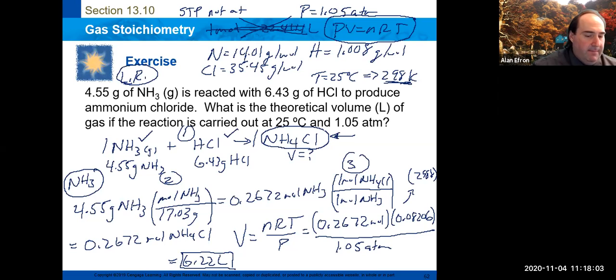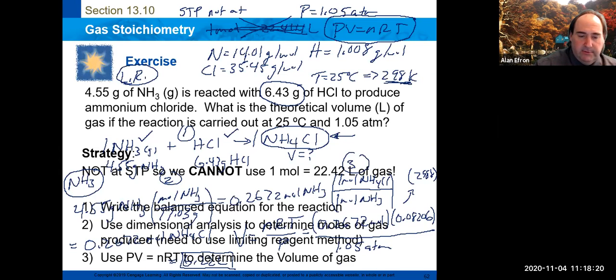First off, any questions on that part of the calculation? Because it is the limiting reagent, we're going to do the identical calculation here, but we're going to start with the 6.43 grams of the HCl. And let's do that then.